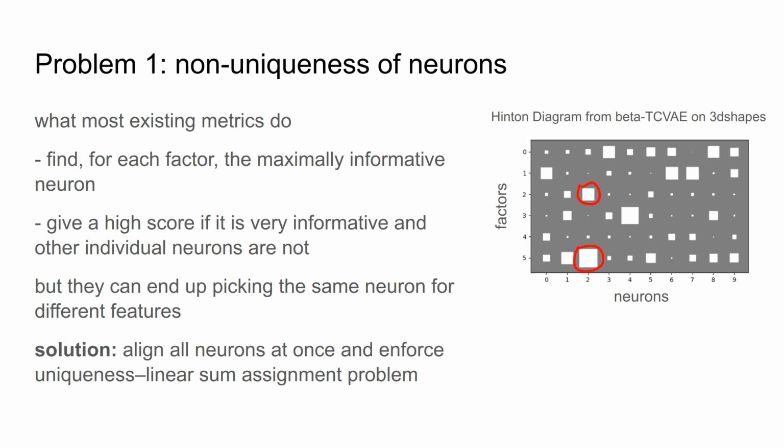So that's a problem. The solution that we use here is that you don't assign each neuron individually, but you assign them all together in one big problem, and you enforce in that assignment that they're all unique. The problem you're solving there is called the linear sum assignment problem, and there's an efficient solution. It's solvable.